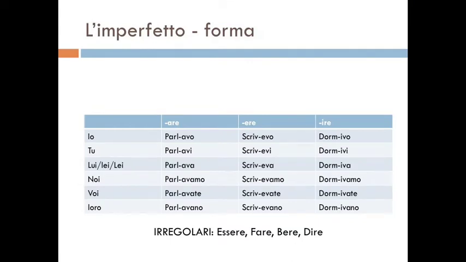This is the form of imperfetto, divided into 3 conjugations, and as you can see, it's really simple. You just have to have this: avo, avi, ava, avamo, avate, avano, and evo, evi, eva, ivo, ivi, iva. So it's really regular. You just need to watch the vowel before the vo, vi, va ending, and depending on the group, are, ere, ire, you use the a, e, i vowel.